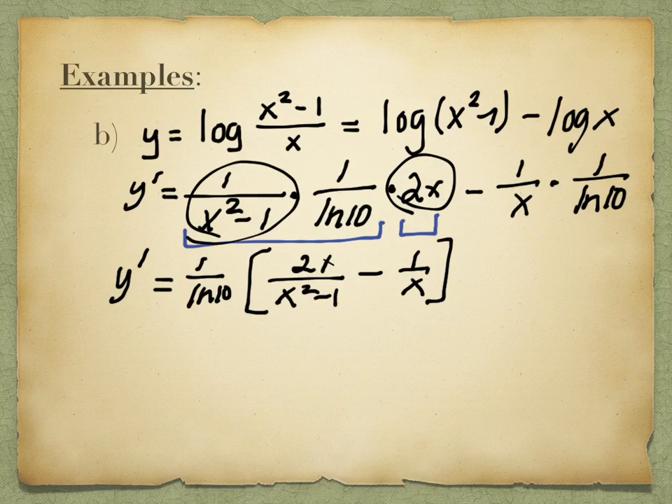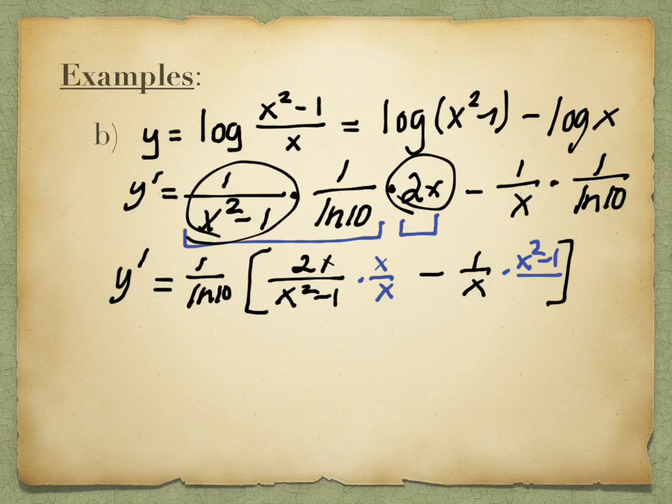Now what? Common denominator. What will my common denominator be? Unfortunately, it's simply the two denominators multiplied, because they don't simplify any. So I'm going to give myself a little bit of space. The first fraction then needs to be multiplied by what? x over x. And the second fraction? x squared minus 1 over x squared minus 1. Okay, looking good. y prime equals 1 over natural log 10.